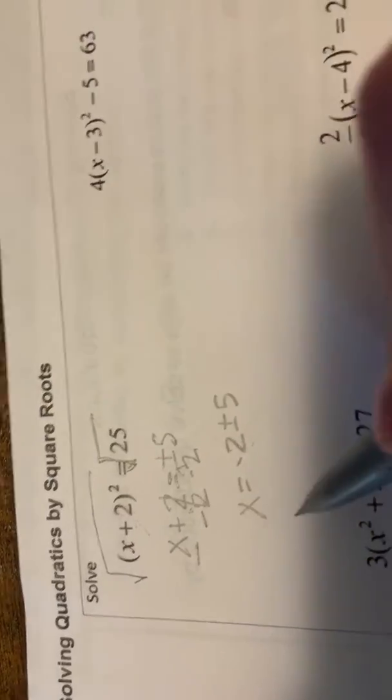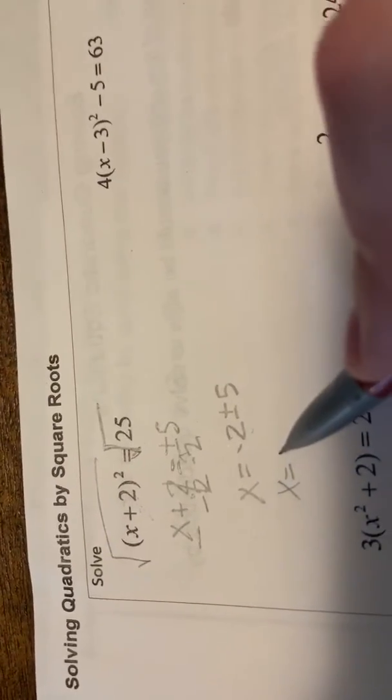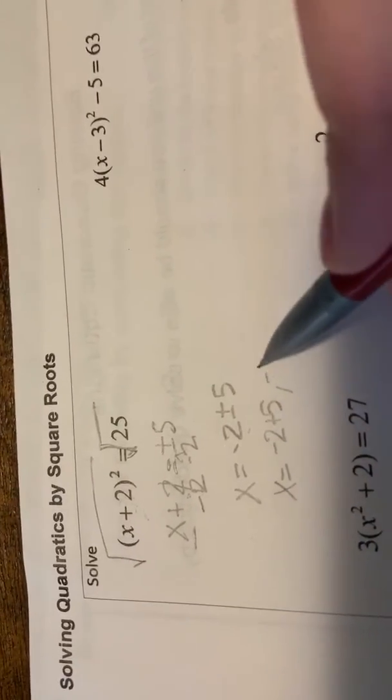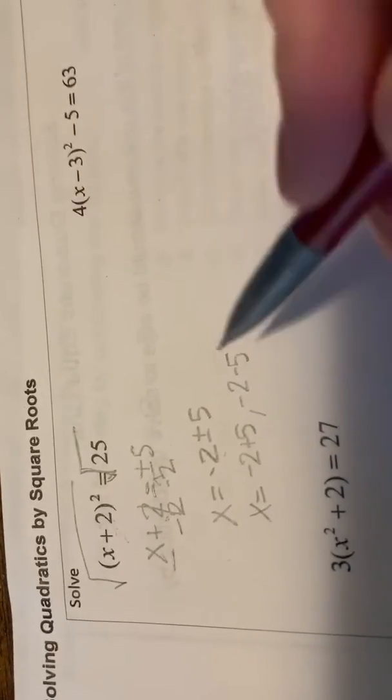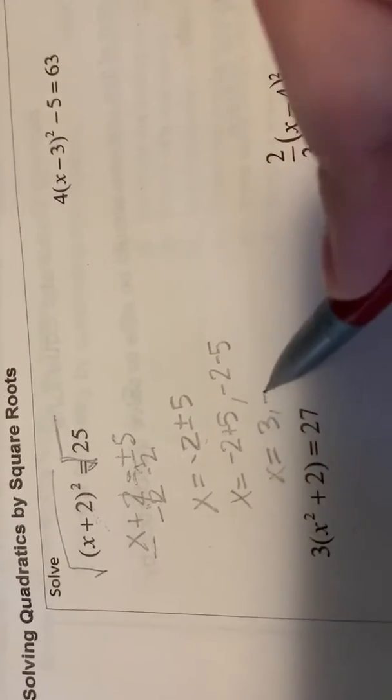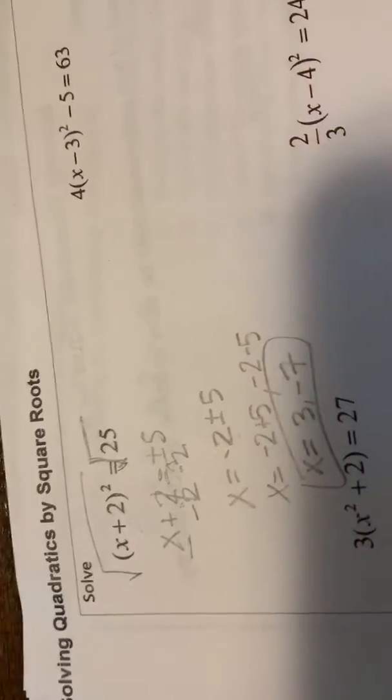So I'm technically not done because the plus or minus means that you get one answer from adding the two numbers together and you get another answer from subtracting the two numbers together. That's what plus or minus means. So that means I get the answers 3 and -7.